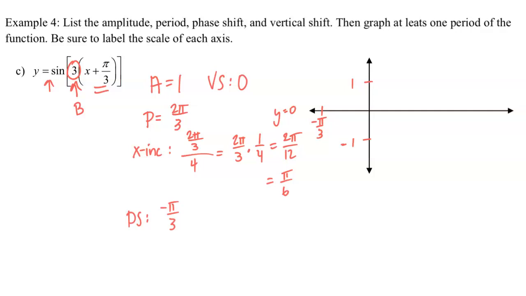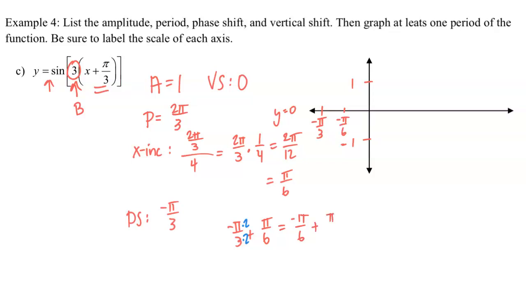Okay, to get that second x value, we start with the phase shift, which is negative pi over 3, and we add our x increment, which is pi over 6. Now, those two numbers cannot be added together because they don't have the same denominator. And so to get them to have the same denominator, this is going to have to be multiplied by 2 over 2. And so now they have the same denominator, and negative 2 pi plus 1 pi is going to give me negative 1 pi over 6. And so that's going to be my next x-coordinate, negative pi over 6.